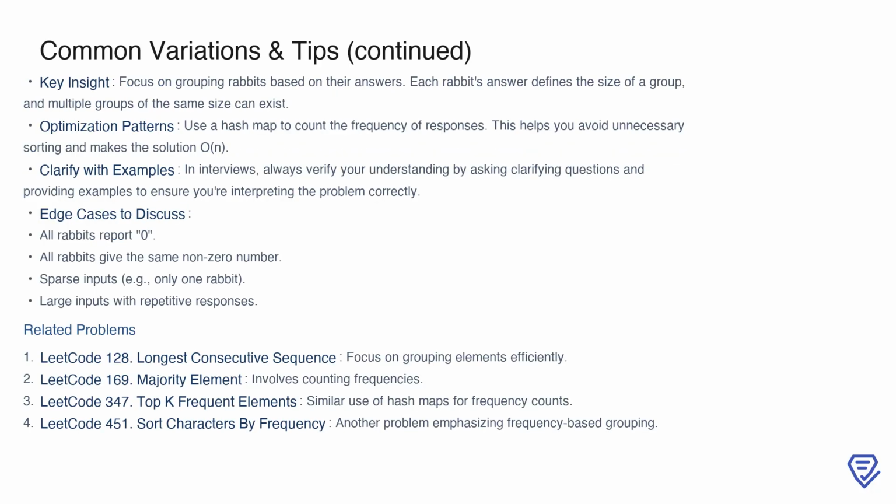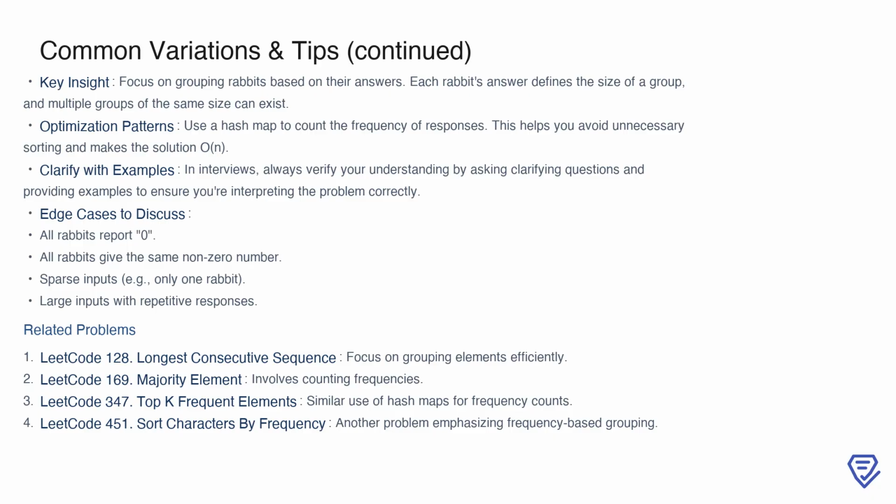The key to solving this problem lies in grouping rabbits based on their answers. Each rabbit's answer defines the size of the group it belongs to, and it's important to understand that multiple groups of the same size can exist independently. To optimize your solution, you can use a hash map to count the frequency of each response. This approach avoids sorting and reduces the time complexity to O(n).